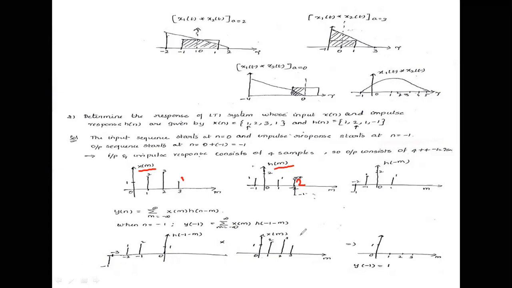Okay. And it goes on shifting the value and multiplying with x of n. What is the value of y of -1, y of -2, and so on. Okay, so I will explain here.